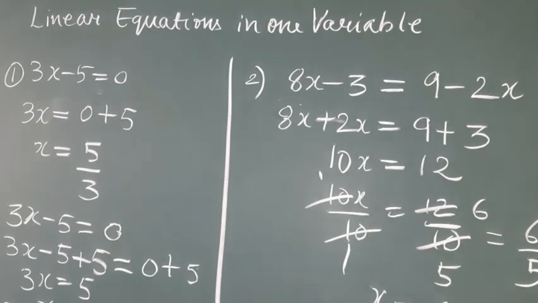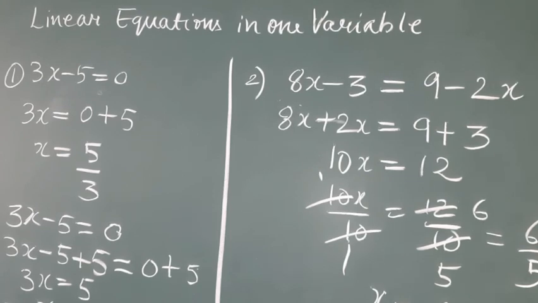Now I am going to explain you question number 2. So question number 2 is 8x minus 3 is equals to 9 minus 2x. Left hand side is also given to you, right hand side is also given to you. Now as you all can see that on the right hand side there is minus 2x. So we have to collect all the like terms together. So 8x plus 2x. Why it is plus 2x? Because once it came from the right hand side to the left hand side, the sign of the number has been changed. So now it is plus 2x. 8x plus 2x is equals to 10x.